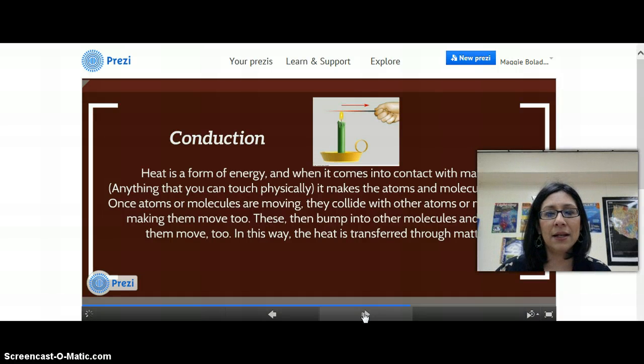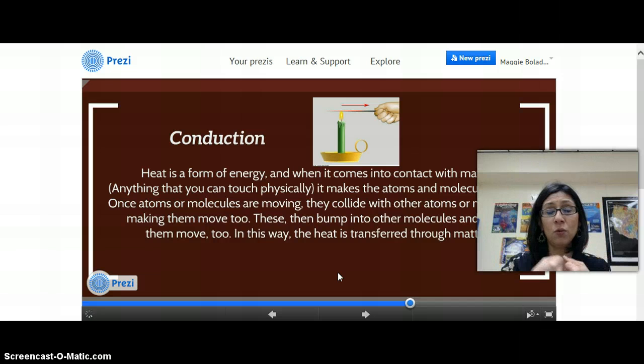The next one that we talked about, or the last one that we talked about, was conduction. And conduction is a form... Heat is a form of energy. Once again, when it comes in contact with matter, which is anything that it touches physically, it makes those atoms and molecules move. Once atoms or molecules are moving, they collide. This is the bumping we talked about yesterday.